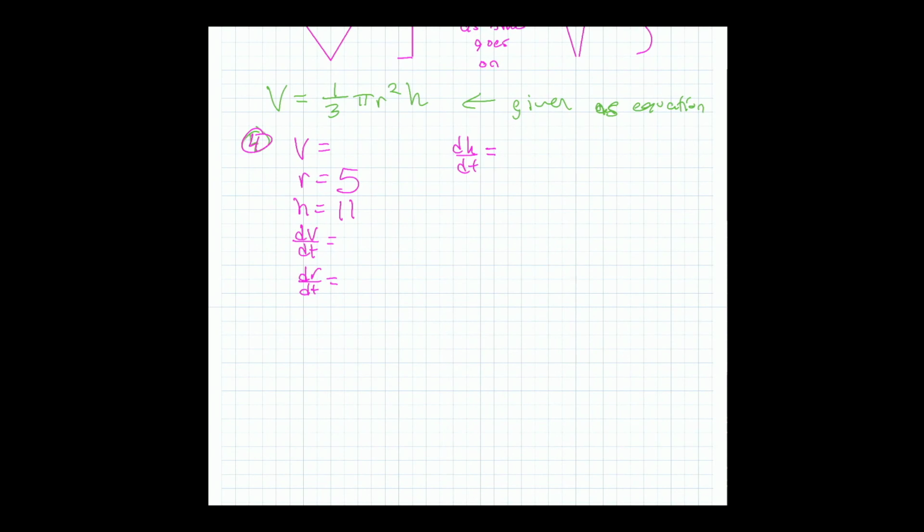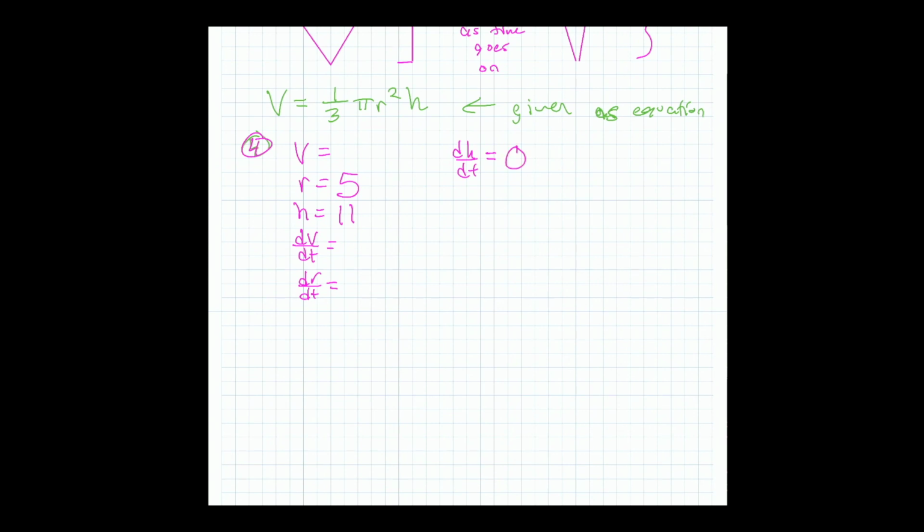Actually, there's one other thing I know. If H is 11 as a constant, then the derivative of H is 0, because dH/dt is the rate of change, and if H is constant, the rate is 0. H is constant, so the rate is 0. That's something that you should know for filling these out. What else do we know?